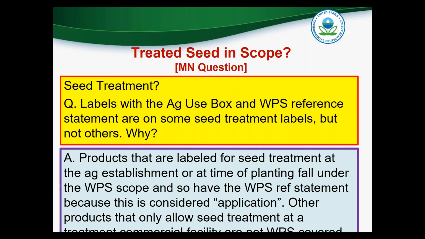From Minnesota, it's seed treatment. There are some labels out there with the ag use box and WPS reference statement on some seed treatment labels, but not others. And the question is why? Well, some of the products are labeled for seed treatment at an ag establishment or at the time of planting, so they fall under the scope and have the WPS reference statement, because application to seeds just before planting is considered an application. Other products, however, only allow seed treatment at a commercial treatment facility, and therefore they're not covered by the WPS, and they will not have the WPS reference statement on those particular product labels.